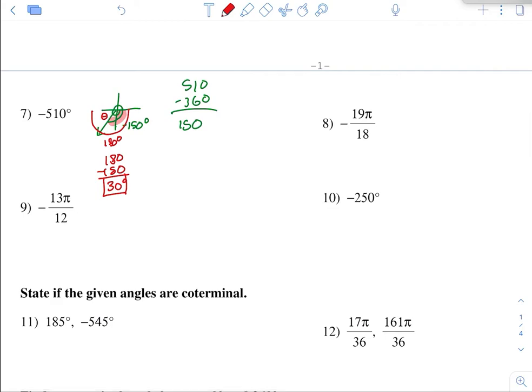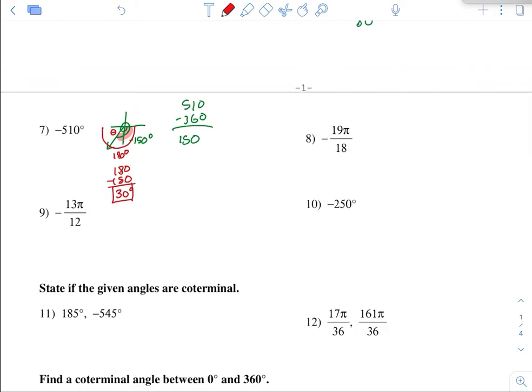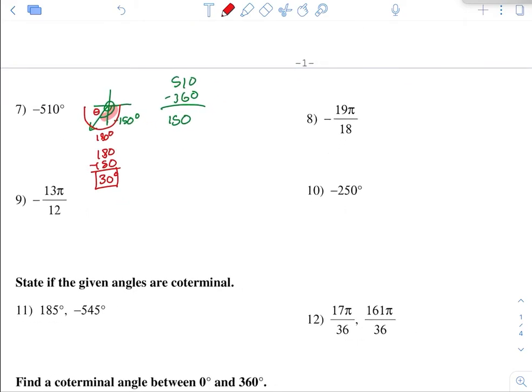Okay, number 8. So for number 8, now 19 pi over 18. Now if some of you guys can't explicitly see what 19 pi over 18 is, you can change this into degrees. So to change it to degrees, we can multiply top and bottom by 180 over pi. The pi's will cancel, the 18 cancels off with a 180 by 10. So that means, you guys, that's going to be negative 190 degrees.